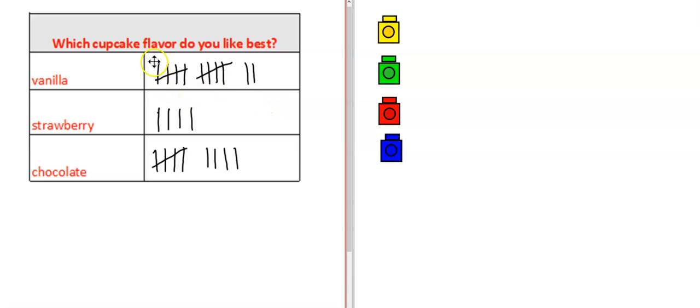But we're going to look at this data, and I did tally marks. And so remember, what does each tally mark mean? That's right, that's 1 vote for that cupcake. So that represents that 1 student that voted for their favorite cupcake flavor. So why do we use tally marks again? That's right, it helps us count it easier.